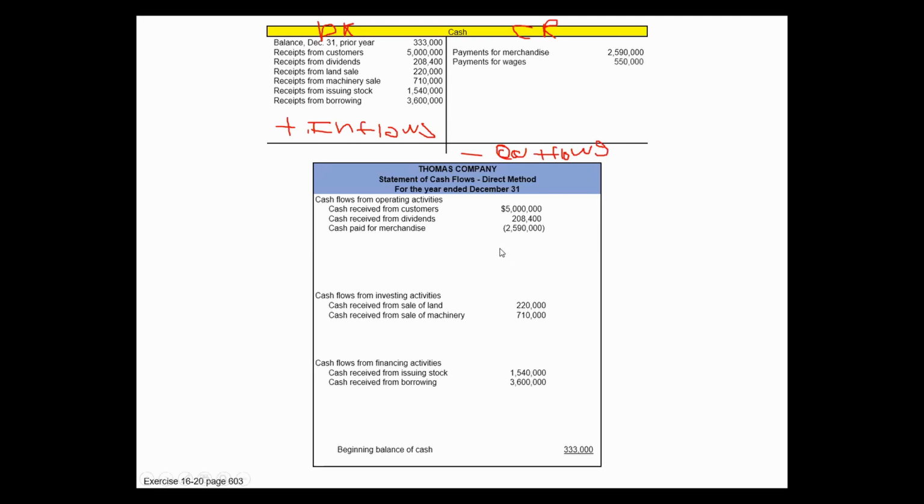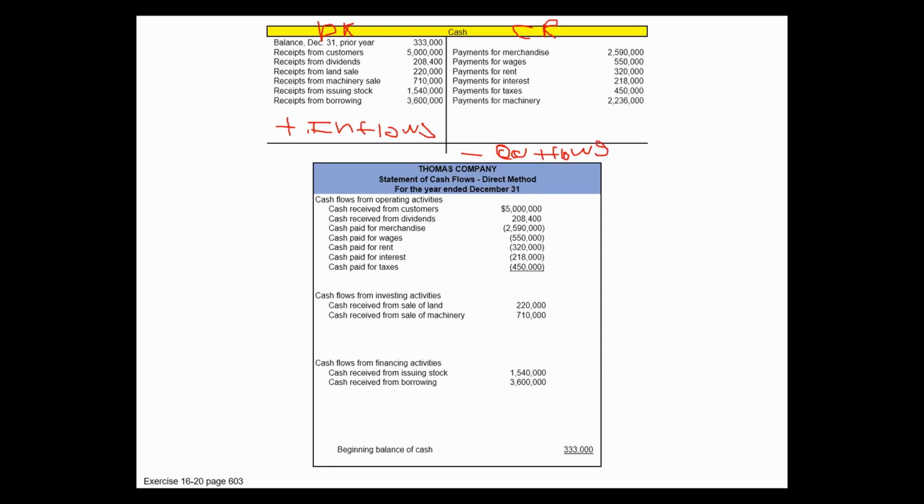We had payment of wages of $550,000. That would be considered, again, part of our operating. Rent, $320,000. That's going to be part of our operating. Interest is going to be part of our operating, so $218,000. And then taxes is $450,000.